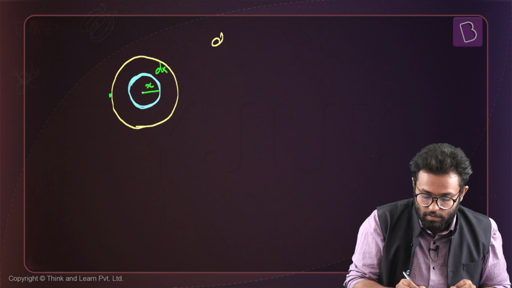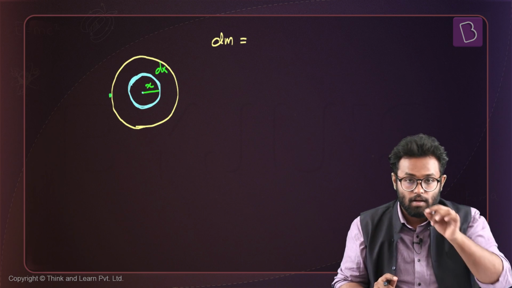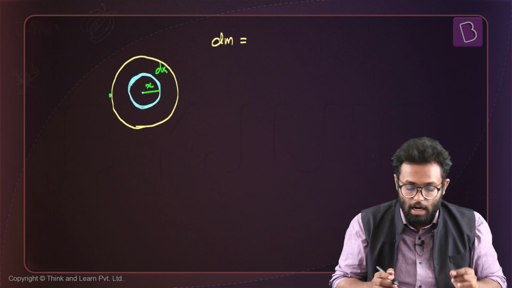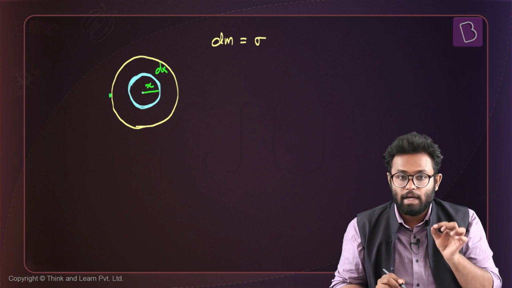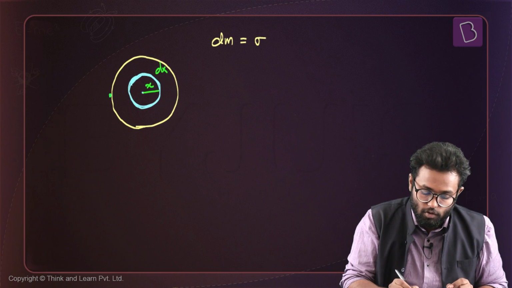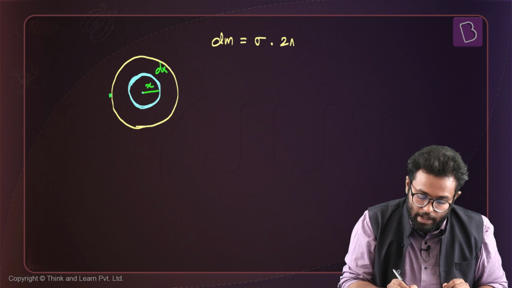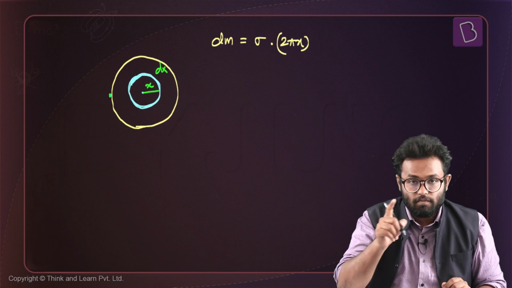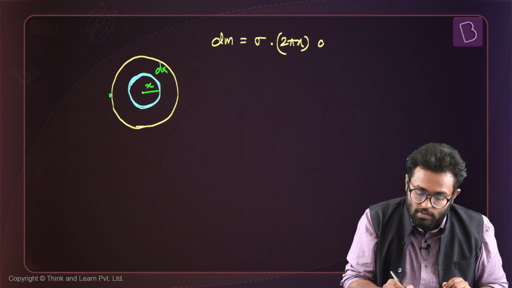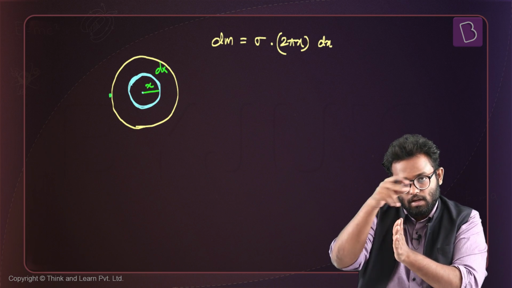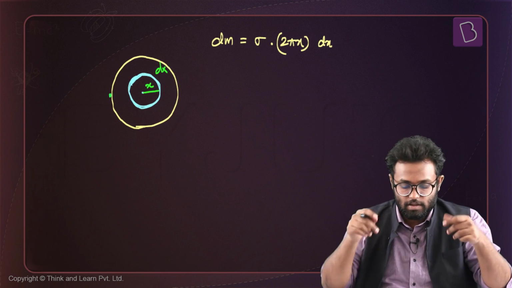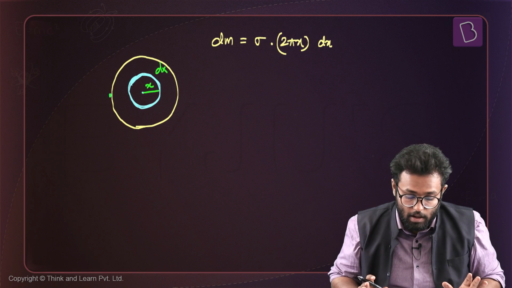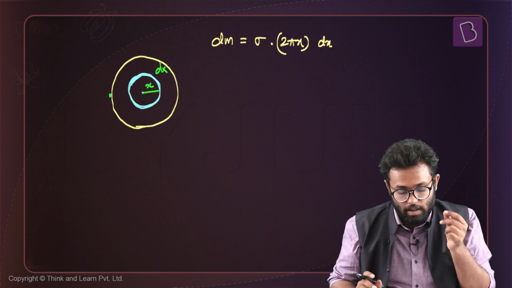What would be the mass of this tiny ring, right? That will be the surface charge density sigma times the area of that ring. The area of that ring would be how much? 2 pi x, which is the circumference of that ring, times dx, which gives you the thickness of that ring, right? Circumference times the thickness. Because it's really tiny, we consider the circumference the same, and all that, you know that. Now, this is the mass of the tiny ring, right?